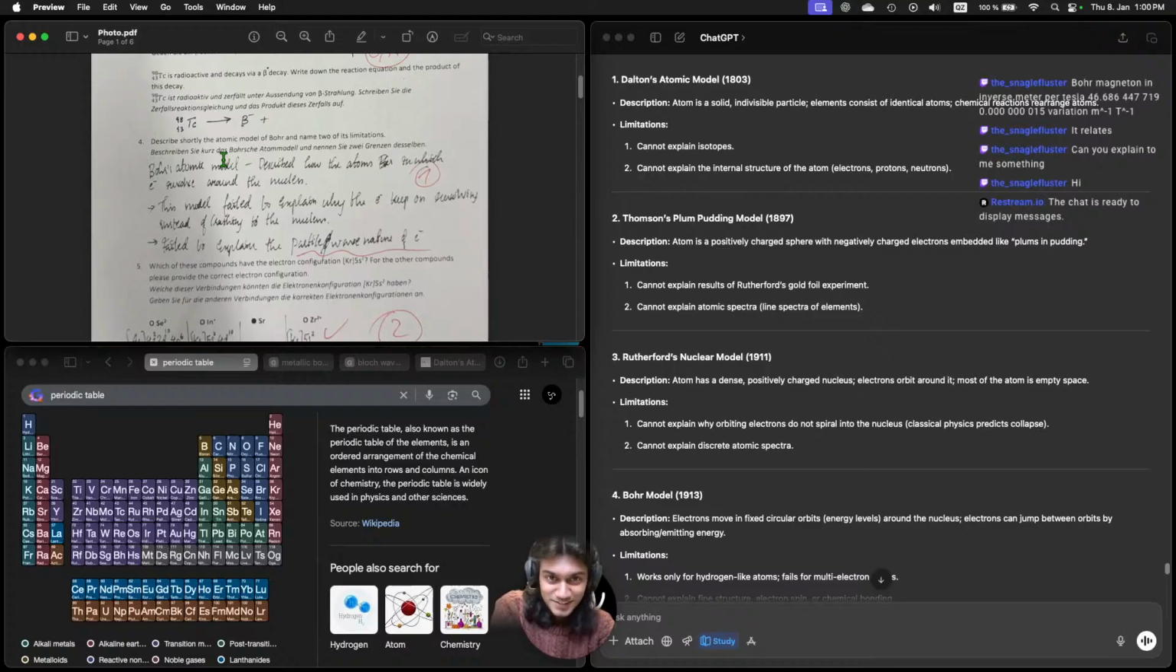Oh, what the... Bohr magneton in inverse meter per Tesla. Okay, that's too much for me.